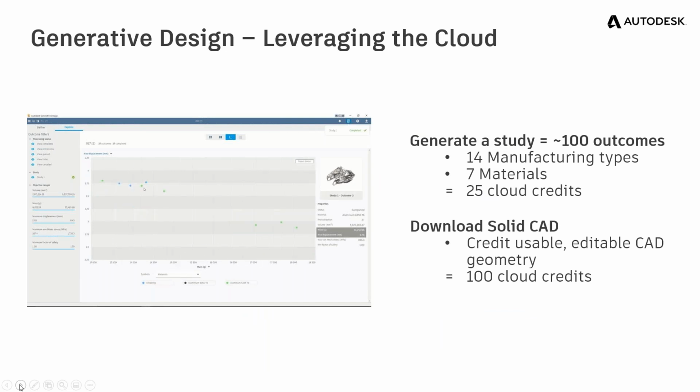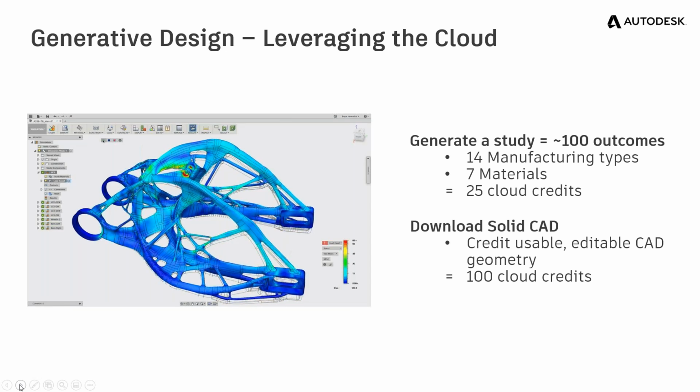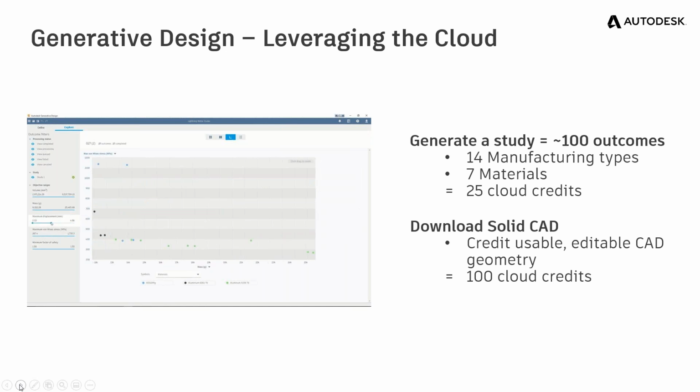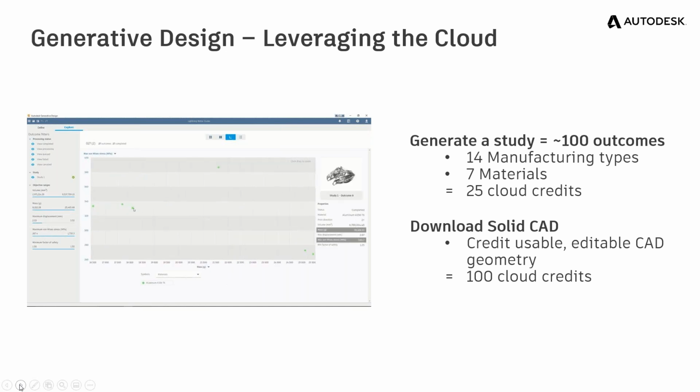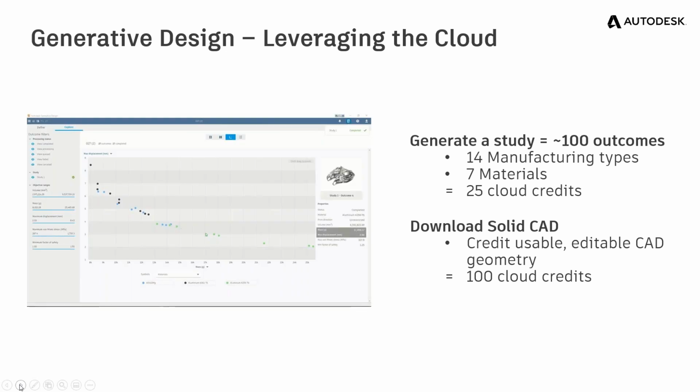So the use of Fusion 360 has a cost. So for instance, for doing a study, it costs 25 cloud credit. That is about 25 US dollars. But from a study, you can get an average of 100 outcomes. So 100 possible solution for your problem in less.